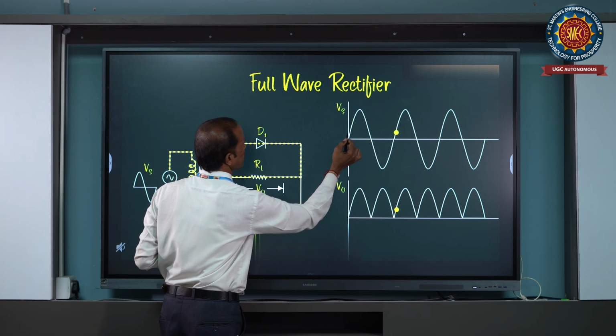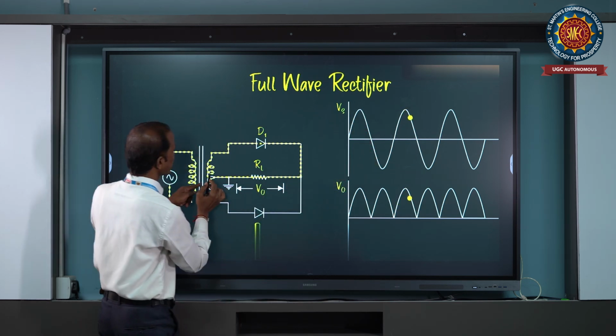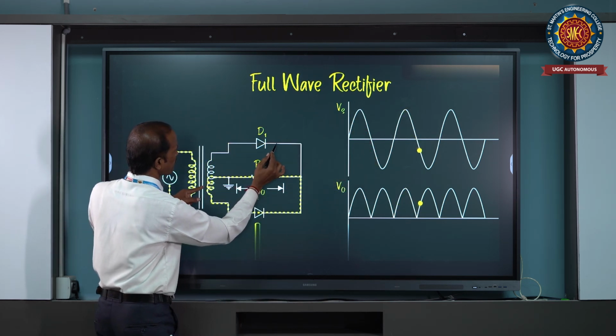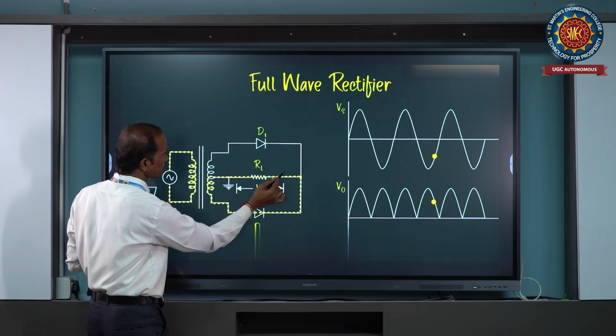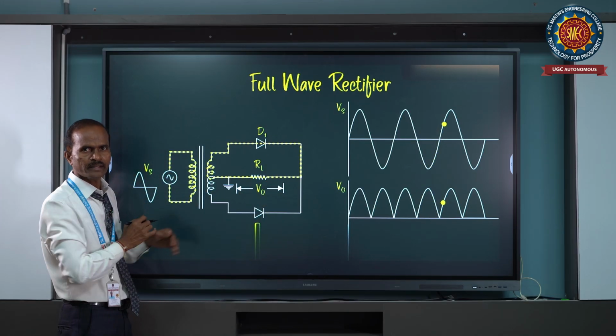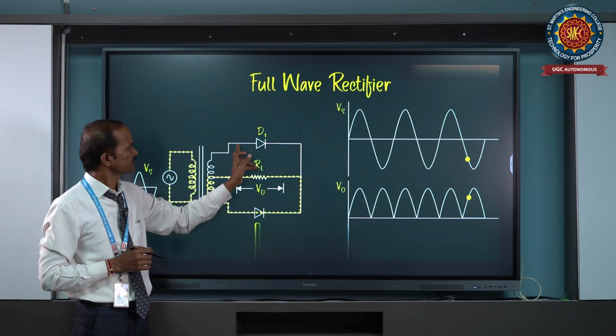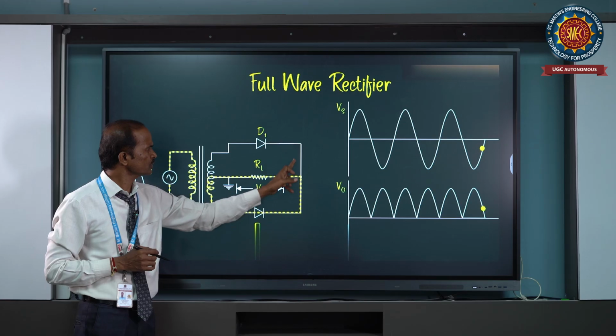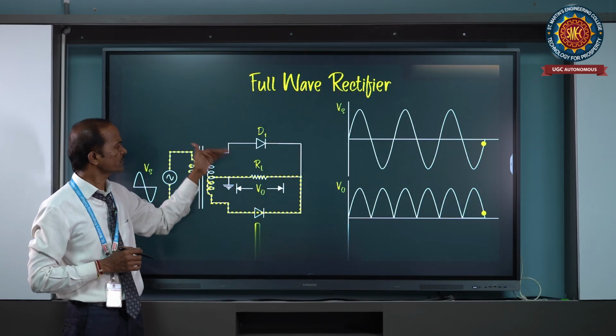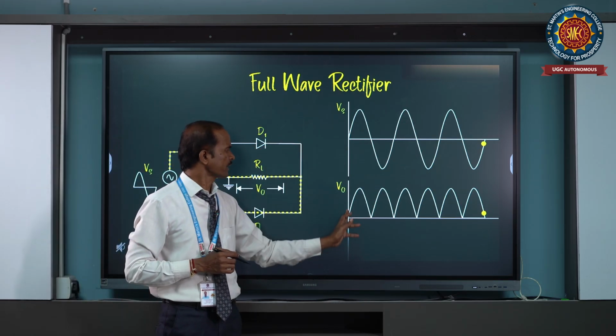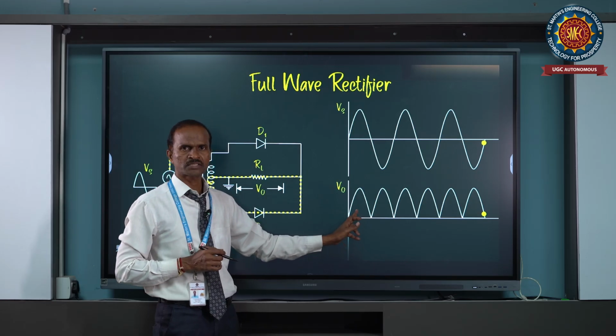What is happening here during the first half cycle? Here diode D1 is forward biased and the current is passing through load resistor RL, right? During the first half cycle, only diode D1 conducts, therefore the current passes through diode D1 towards the load resistor RL, and we get the output voltage across the load resistor.